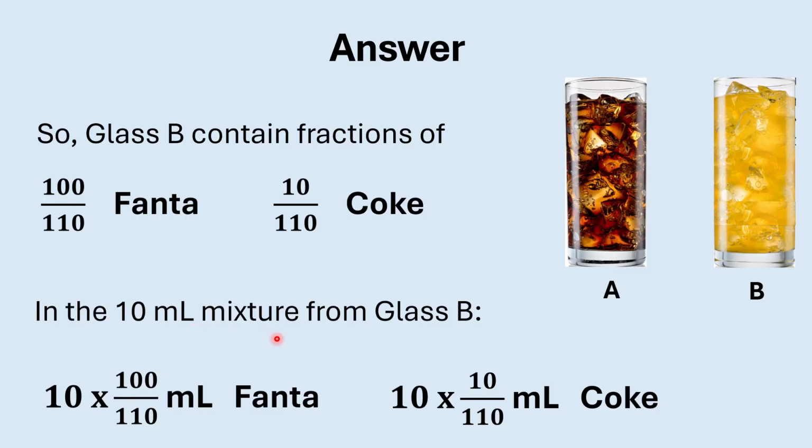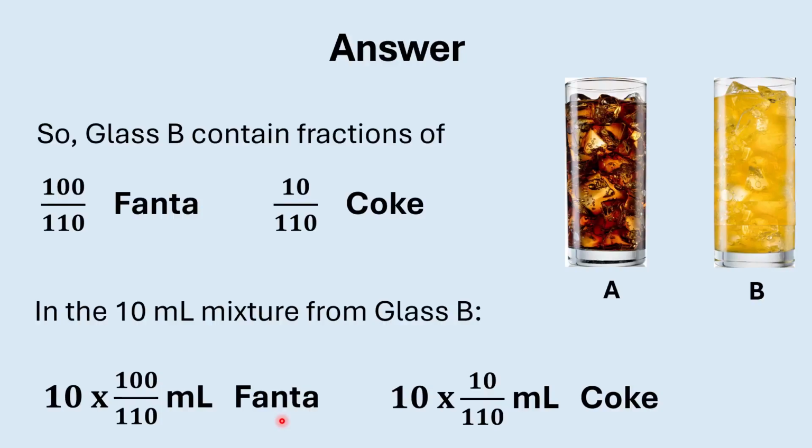Okay, for example, the amount of Fanta is equal to 10 times 100 over 110 milliliter, and the amount of Coke is equal to 10 times 10 over 110 milliliter. And both amounts have been transferred from glass B to glass A in the second step.